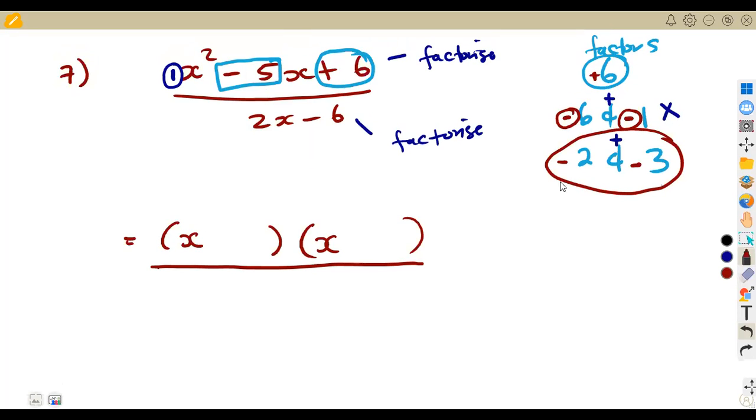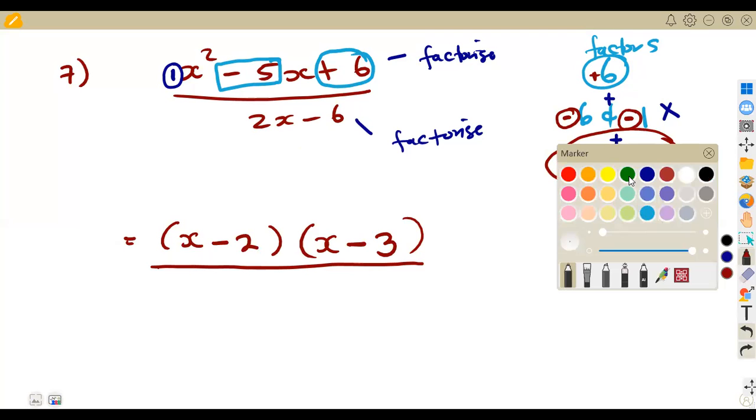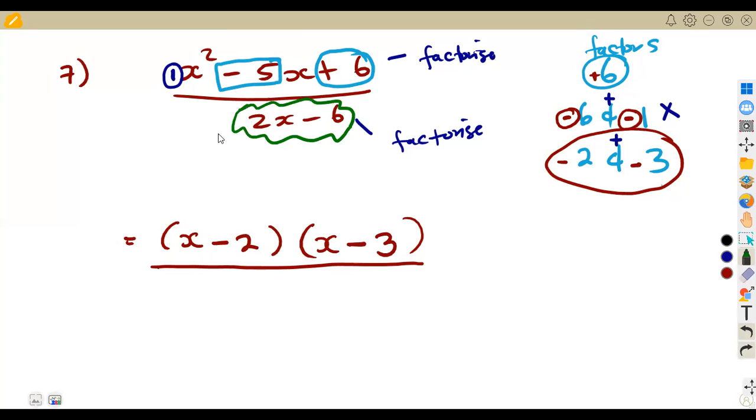But remember, we said the first thing, if you multiply them, they must give you a positive 6. You test from multiplication, then you move to addition. If you add, you must get negative 5. All right, so you saw that it's going to be negative 2 and negative 3 in that case. Then we move on to the denominator. Again, like I said, you need to factorize this part. All right, so how are we going to factorize this part?